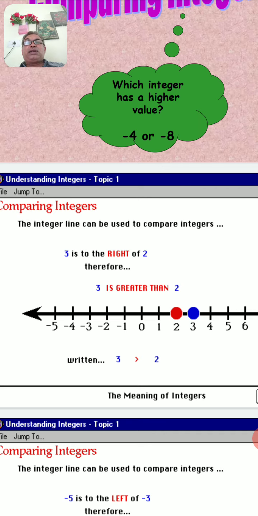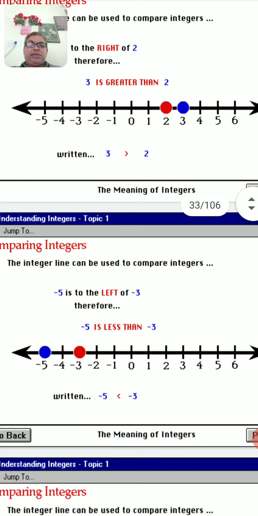Then you will ask, sir, what about minus 100 and minus 1? Minus 1 is greater than minus 100. This you have to keep in mind.